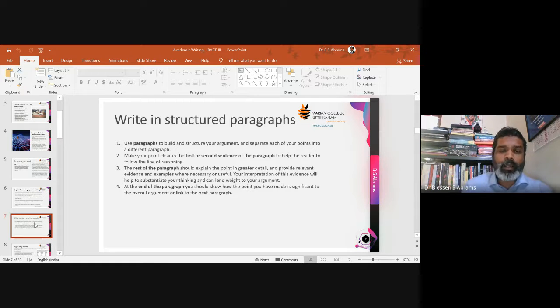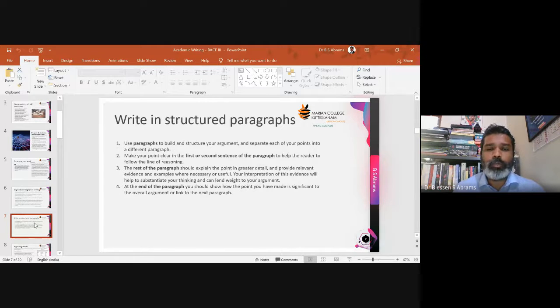So the rest of the paragraph should explain the point in greater detail, as I mentioned before: the topic sentence and supporting sentences, evidence, examples and all. So the rest of the paragraph should explain that. Don't go beating about the bush within a paragraph. Topic sentence, supporting sentence, evidence, examples, and facts. Finished. One paragraph is set.